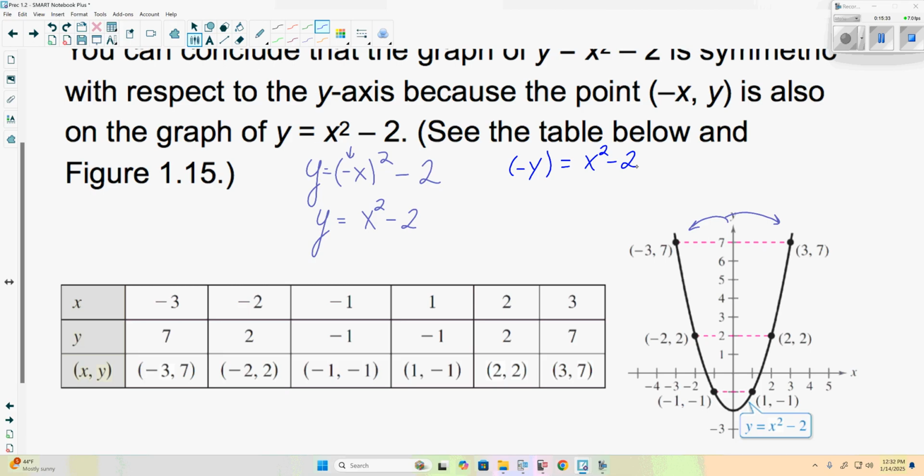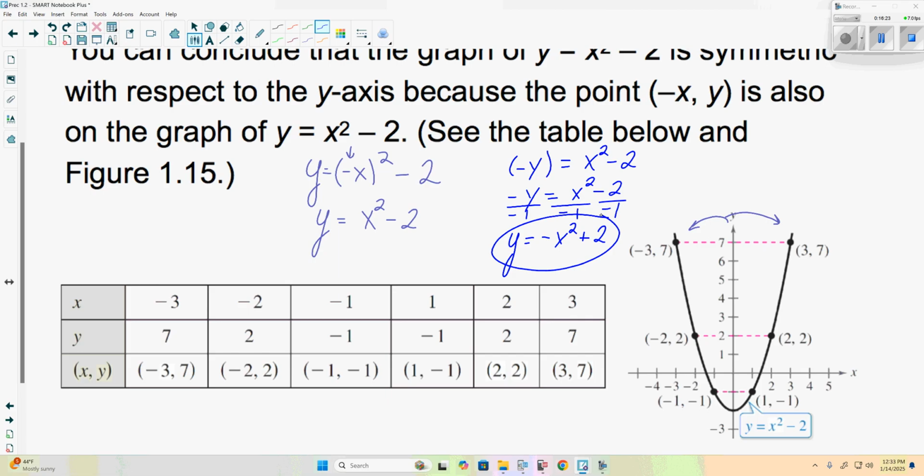So I replace y with negative y. So it tells me negative y is equal to x squared minus 2. To make the y positive, we're going to divide everything by negative 1. So negative y divided by negative 1 does give us y. However, our x squared divided by negative 1 is now negative x squared, and our negative 2 has now become positive 2. Is this the same equation we started with? No, because the x squared is now negative, the 2 is positive, so it's not symmetric across the x-axis. It's not symmetric with respect to x because we do not have that flip. It's not the same equation.